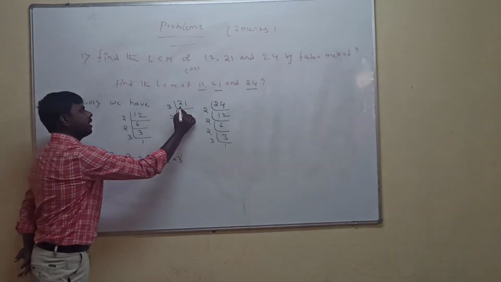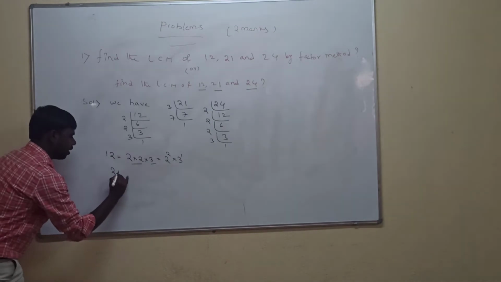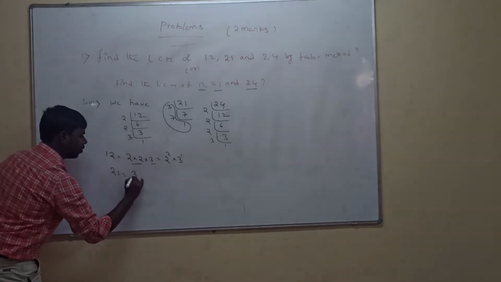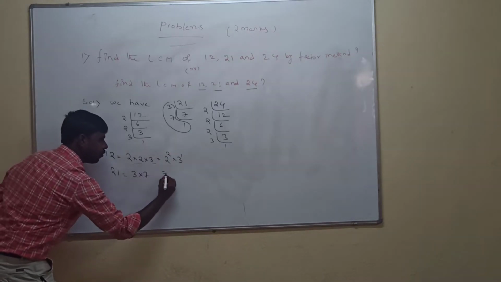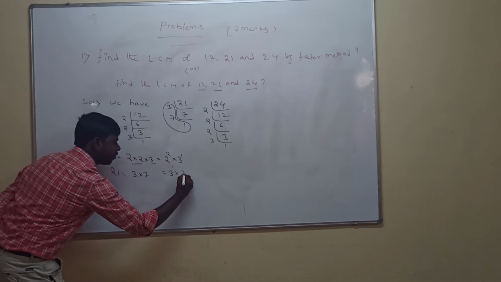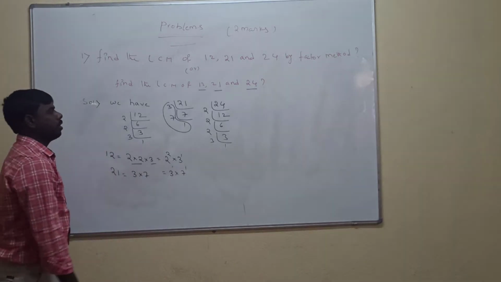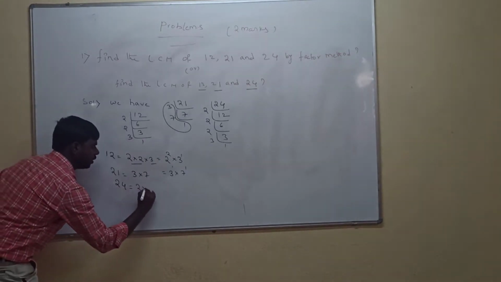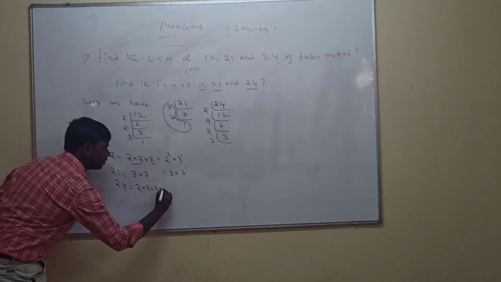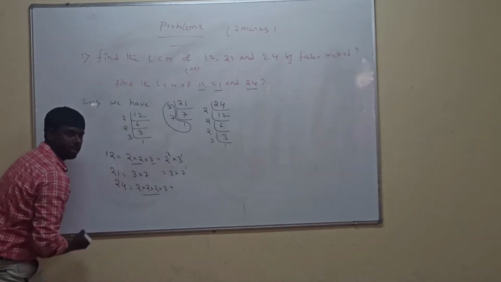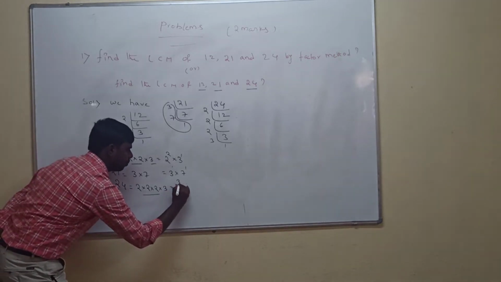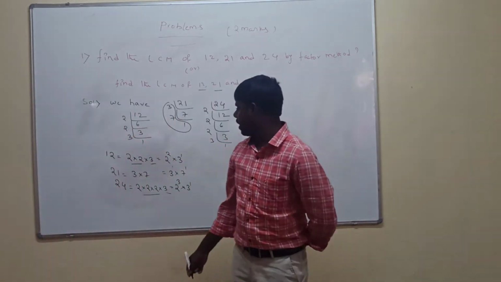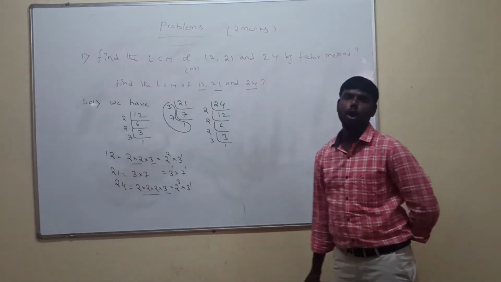Next number is 21. What are the factors? 3 into 7. So 3 is repeated only 1 time, 3 power 1. 7 is repeated only 1 time. Next, 24: the prime factors are 2 into 2 into 2 into 3. How many times is 2 repeated? 3 times, so 2 cube. How many times is 3 repeated? Only 1. So we express each number as a product of the prime factors.